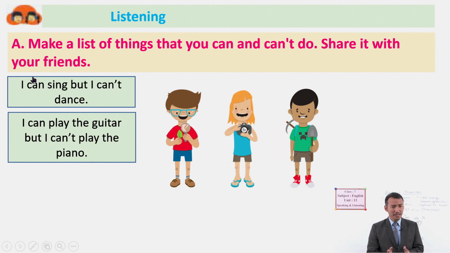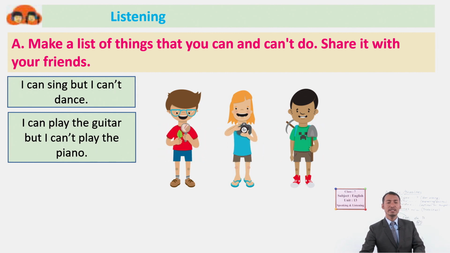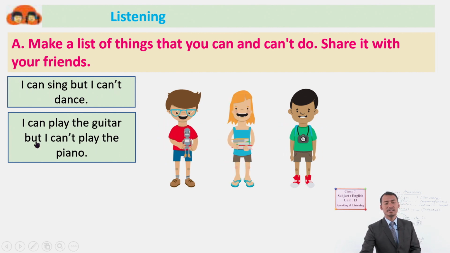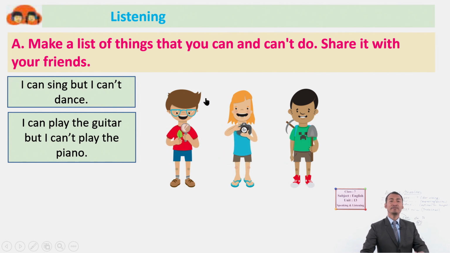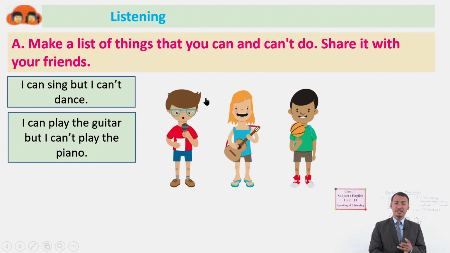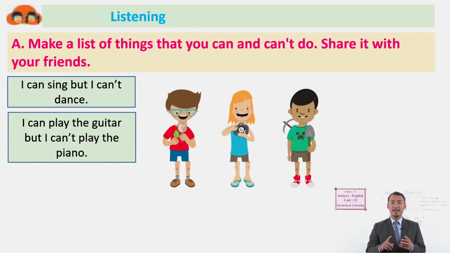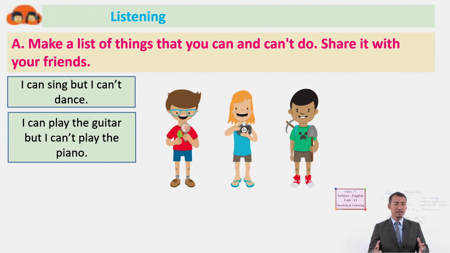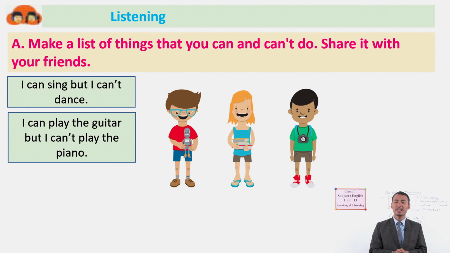What can you do and what you cannot do? Okay, I have two examples here actually. I can sing but I can't dance. I can play the guitar but I can't play the piano. So here you can also get the idea from the picture as well. They are taking pictures, they are playing basketball, and one is just playing the guitar, another girl is carrying or reading a lot of books. So these are the abilities.